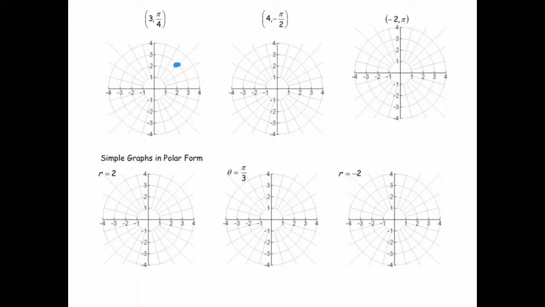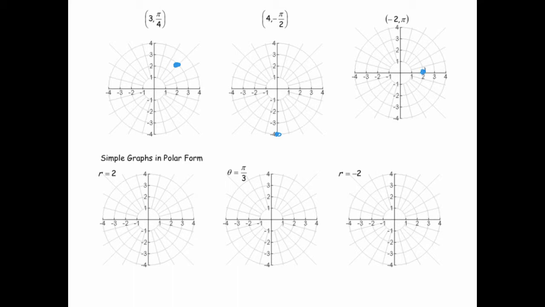A negative angle would just mean you're rotating downward. So to rotate negative pi over 2 means you'd be facing down and you'd walk out 4. That would put you there. A negative radius, or a negative r value, means that you're going to walk 180 degrees in the opposite direction of where you would walk if that was positive. So if you rotate pi, you're facing the negative x-axis, as we call it. But rather than taking 2 steps out, you'll take 2 steps backwards from facing that direction, which would put you here.